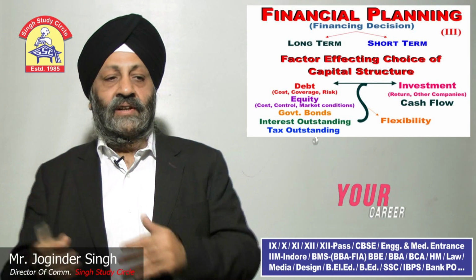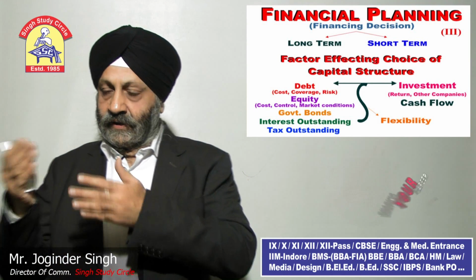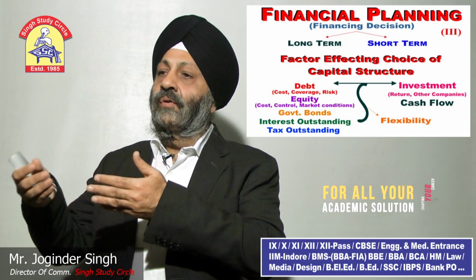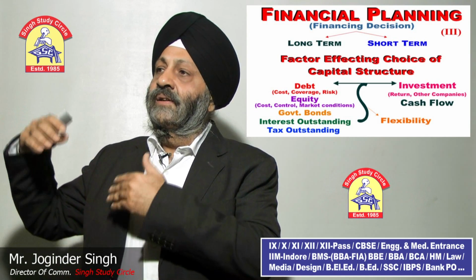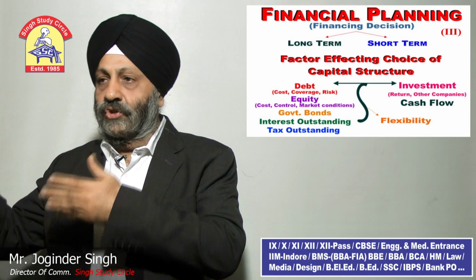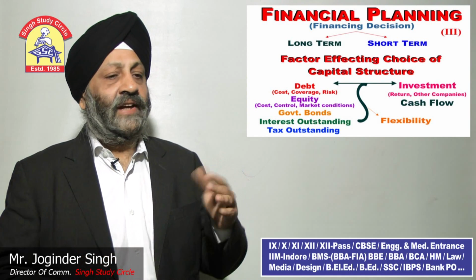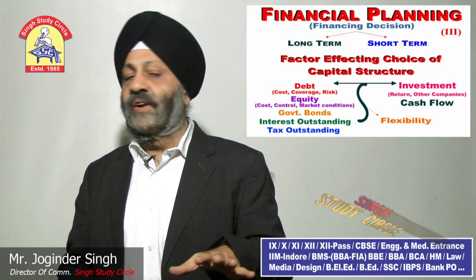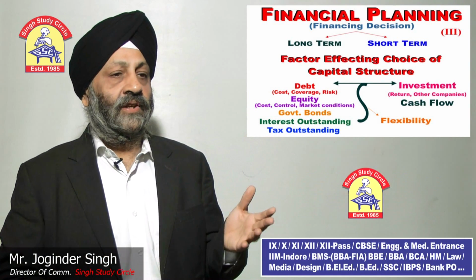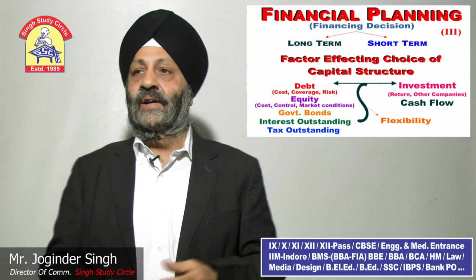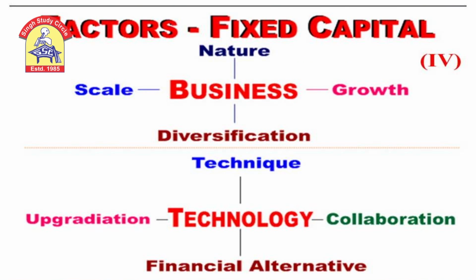And on the right side I have written investment, that is return on investment in other company assets or in shares or stocks. The last point is cash flow. These are the 13 factors which will affect the choice of capital structure. Now I am coming to the next point. The question is asked: factors affecting fixed capital.